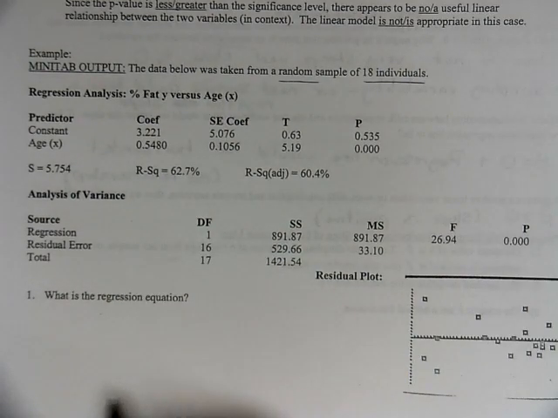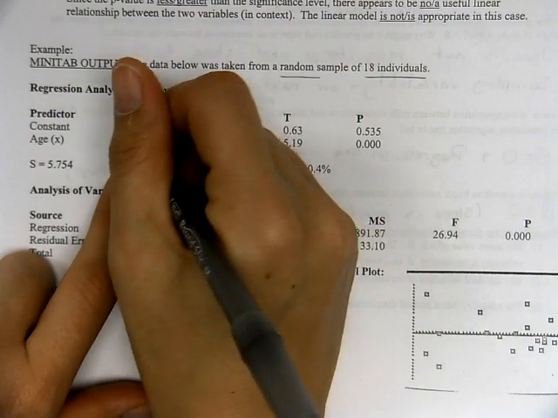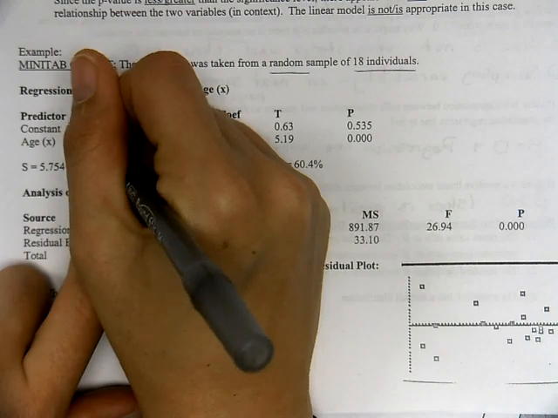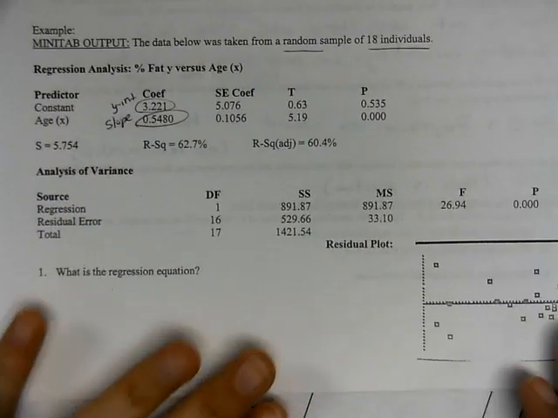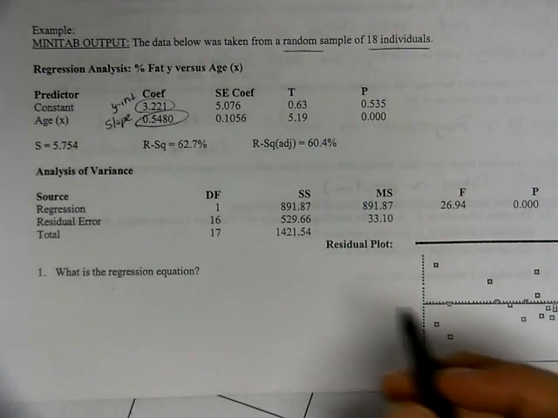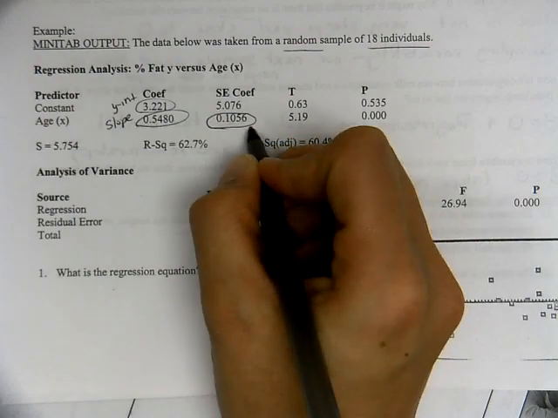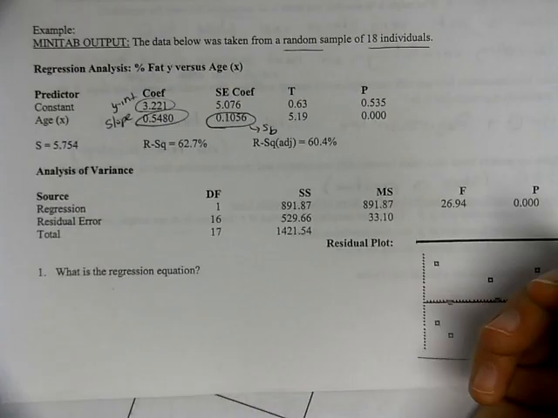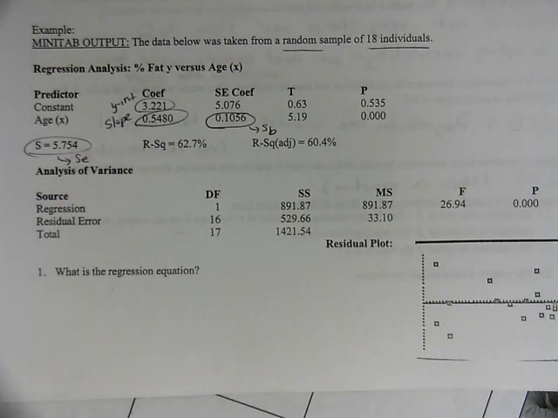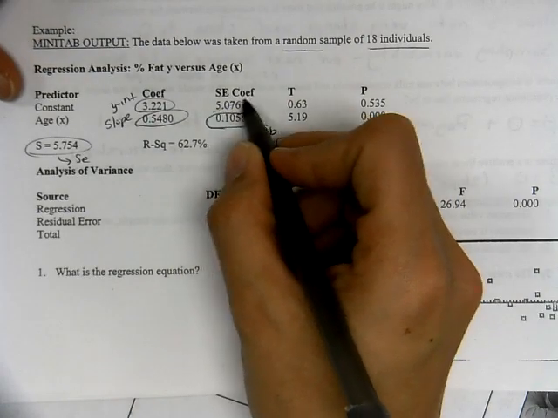So let's go through and remember what everything is that we're going to need to know. First thing you got to remember is these 2 numbers, right? This is the y-intercept. This is your slope. Now, S sub B, remember that's the standard deviation of your slopes. That's this 0.1056. This is SB. This S over here is SE, the standard deviation of the residuals. This coefficient for the constant, you do not need to know that.